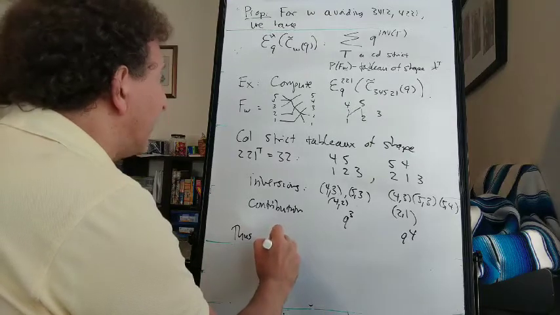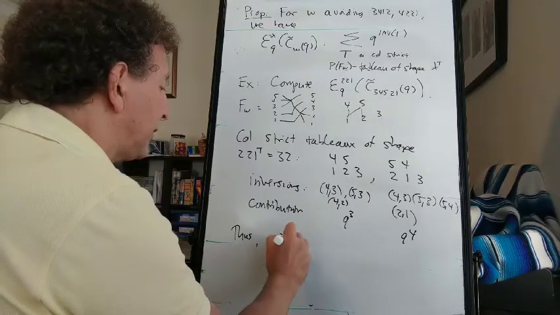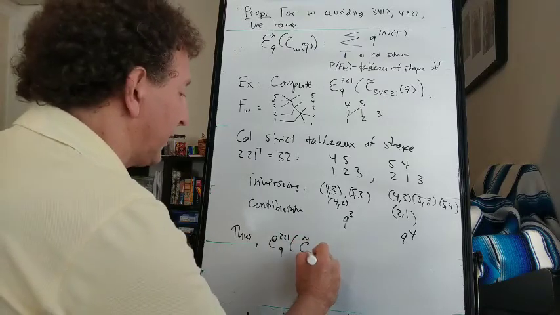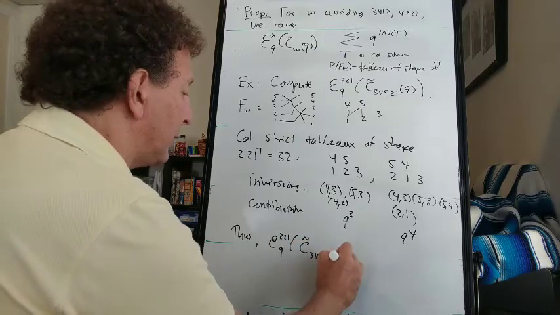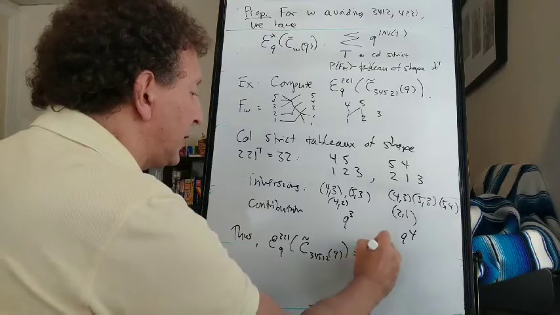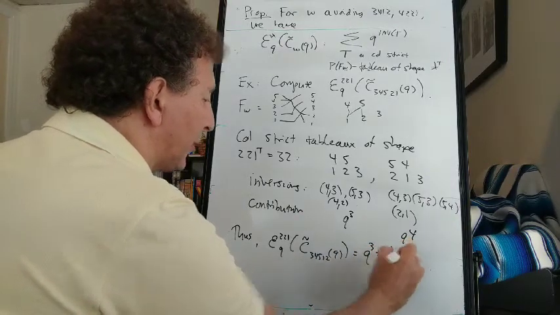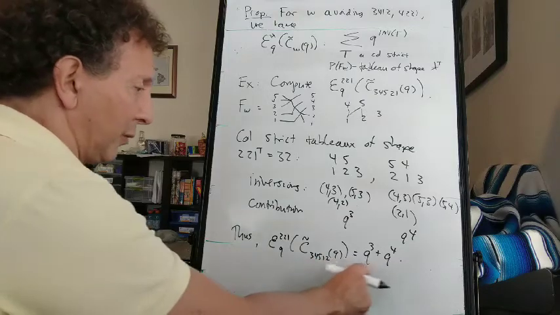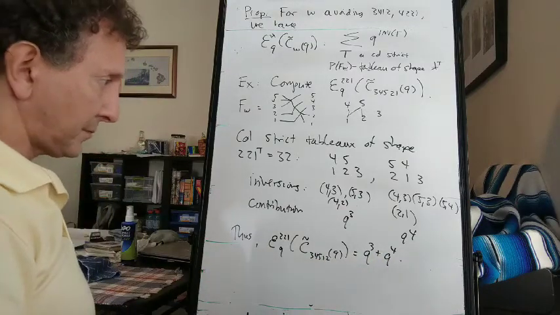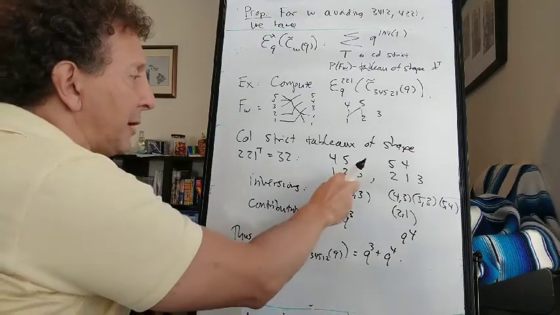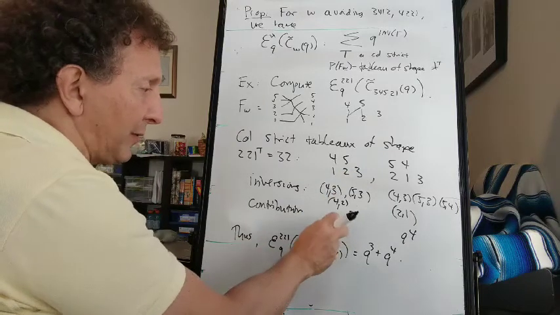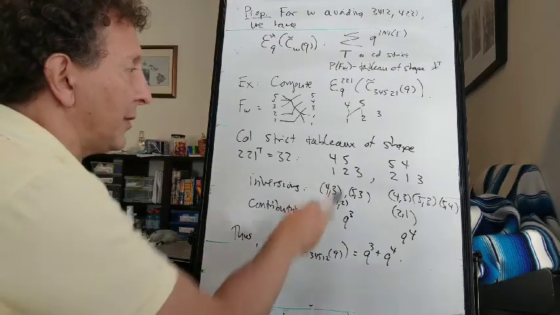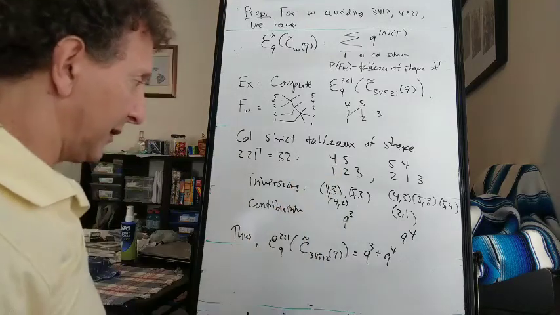So that means that epsilon 221 of the Kazhdan-Lusztig basis element indexed by 34512 equals q cubed plus q to the 4th. We can see that if we plug in q equals 1, we get 1 plus 1, which is 2. So every tableau is going to contribute a power of q, which is good because when q equals 1, every tableau should be contributing exactly 1.